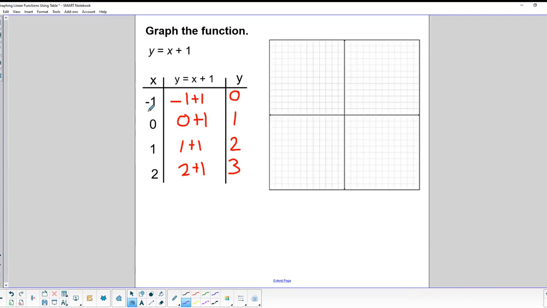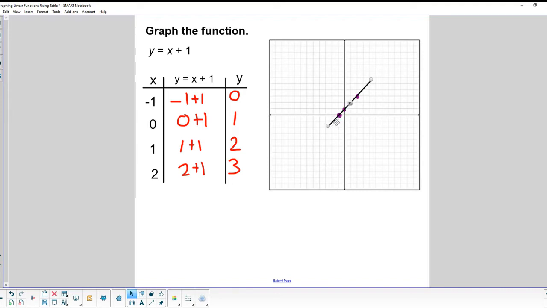So now we're going to graph them. So -1 and 0. 0 and 1. 1 and 2. And 2 and 3. So there would be the dots that we have indicated right there. So if we use a little line tool, draw a line up through those, it looks something like that. So that's not too hard to do if you think about it.